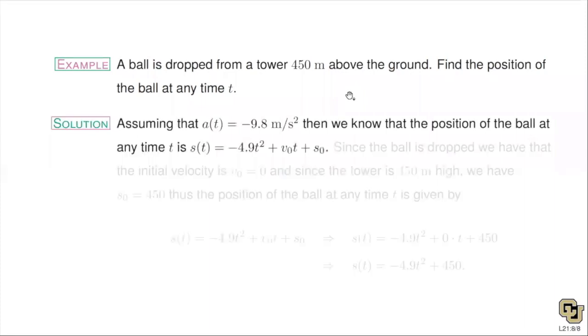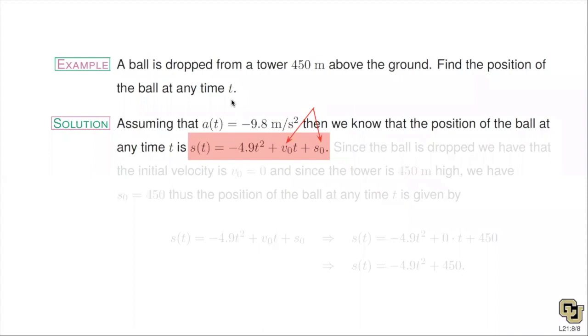I'm going to assume acceleration due to gravity is negative 9.8 meters per second squared. And then I'm going to integrate twice, right? And the work for that was on the previous slide. By doing 2 anti-differentiations, we get the formula for the position. So all I need now is the initial velocity of the ball and the initial position of the ball, the position at time t equal to 0.